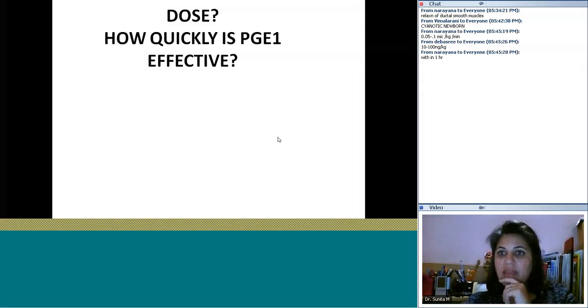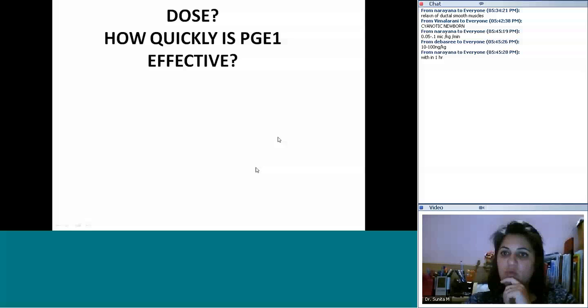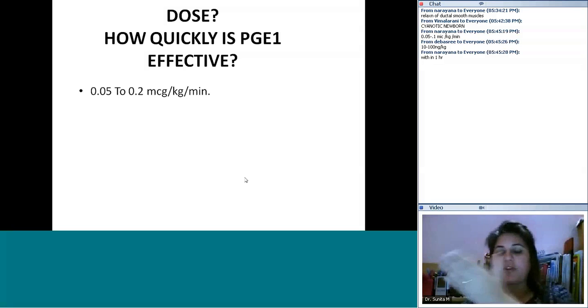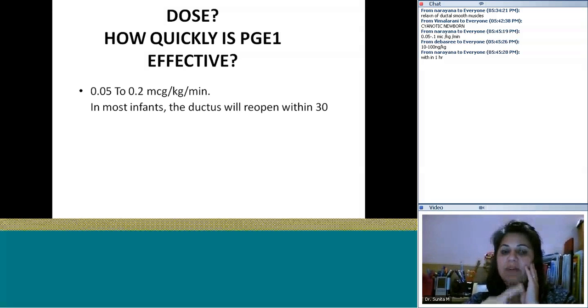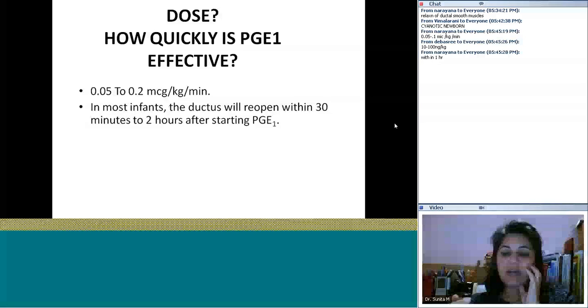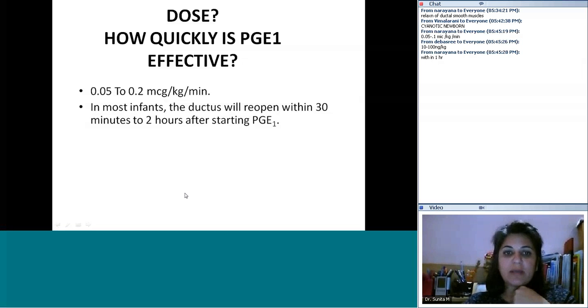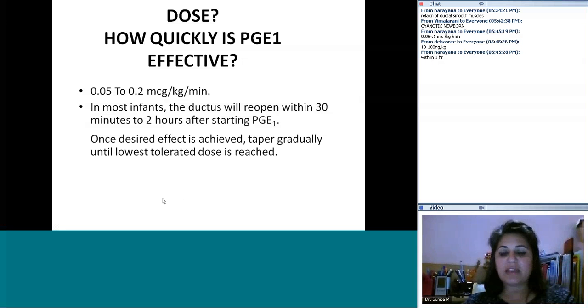So 0.05 to 0.1 mics per kilo, okay, and then everyone is saying within 1 hour. So that's right, it's 0.05 to 0.2, you can really go up to 0.2, some people talk about 0.4 mics per kilo, but reasonable is 0.05 to 0.2 mics per kilo per minute. And in most infants, the ductus will reopen within 30 minutes to 2 hours after starting prostaglandin. So if after 2 hours your duct has not opened, there's no point going on and on. You want to wait till 3 hours, that's okay. But there's no point waiting 3 days if you're not having a response to it.